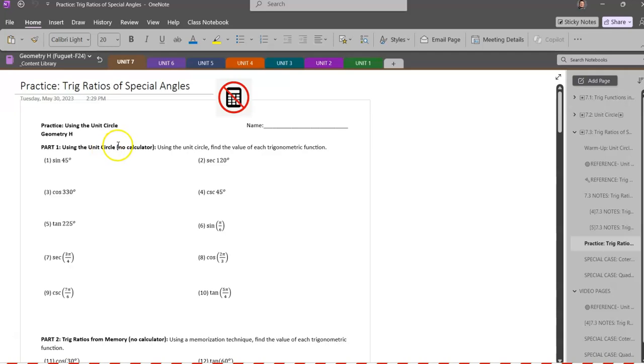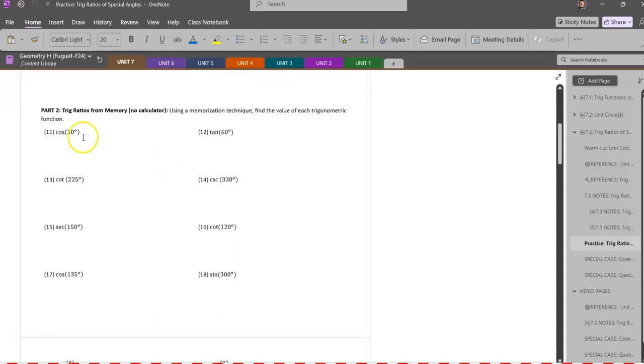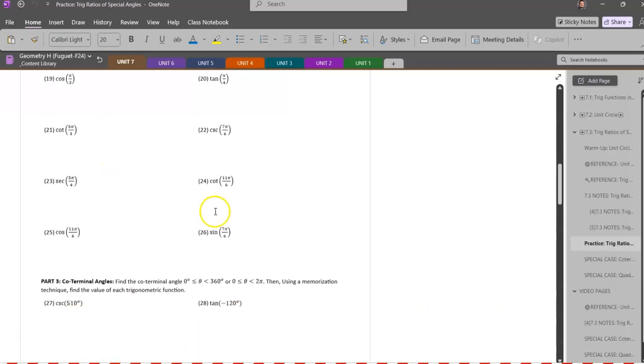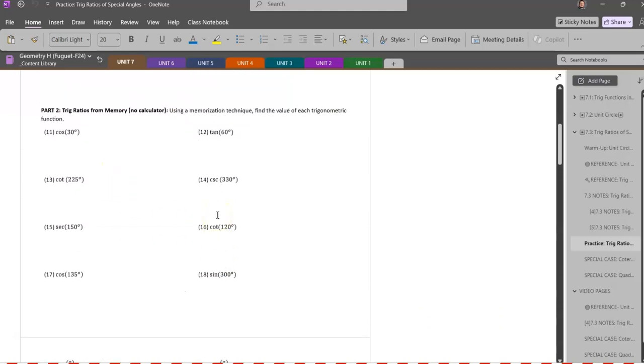Part 1, it says use unit circle, but as we talked about, you're going to have a choice between unit circle and trig toolbox. That's your call. But you can use the unit circle for these 10 if you want to practice that. Then numbers 11 through 26 are the remaining ones that we worked on prior to winter break. So some of these should have been started as we started them on that Thursday right before break.